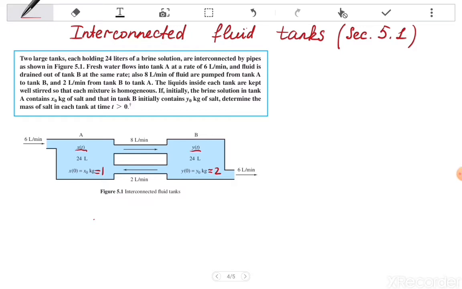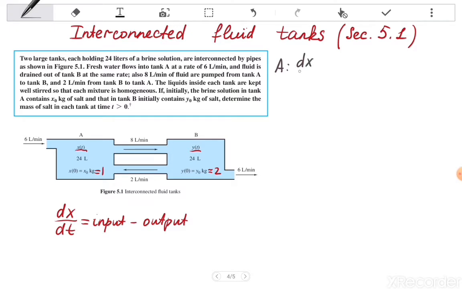And we will use the same law that we used for just one tank, that the rate of change of salt is the input rate minus the output rate. We will write the same law for two tanks now, for tank A and for tank B. Let's do this. So let's first discuss tank A.